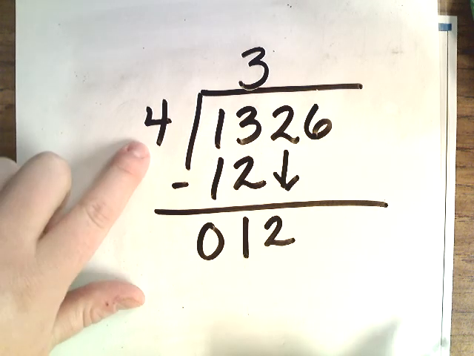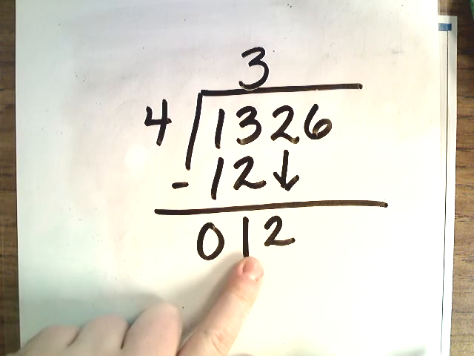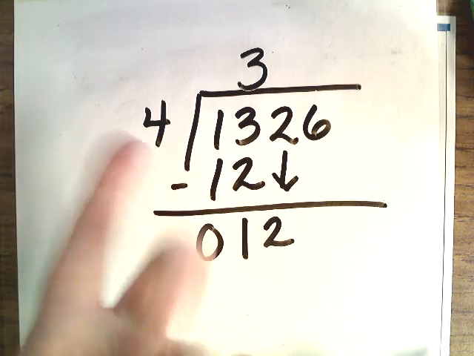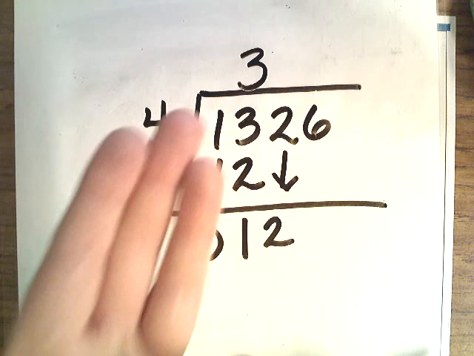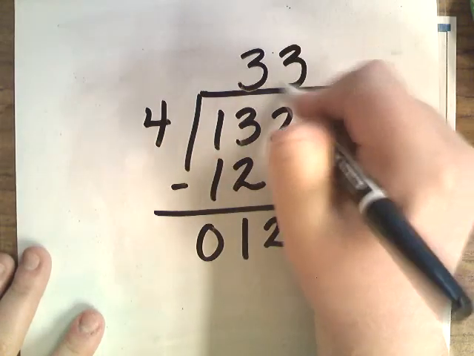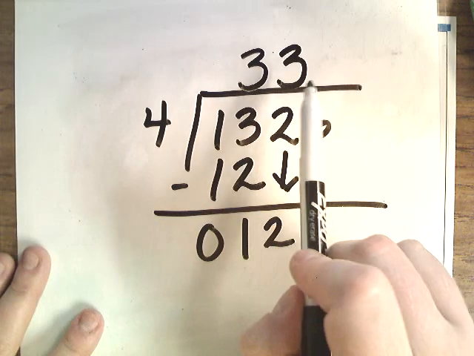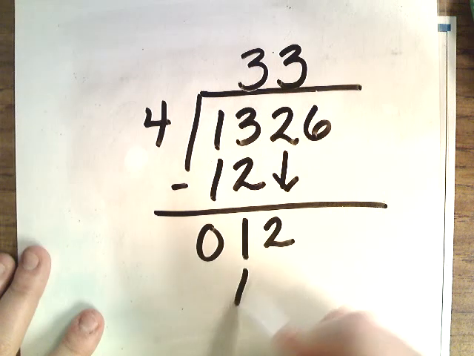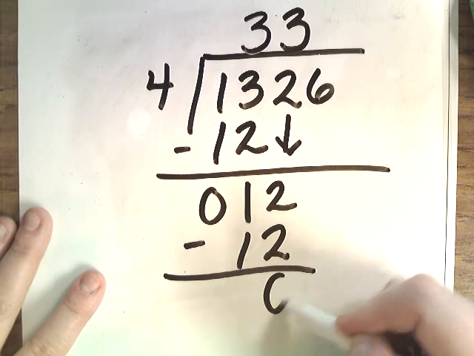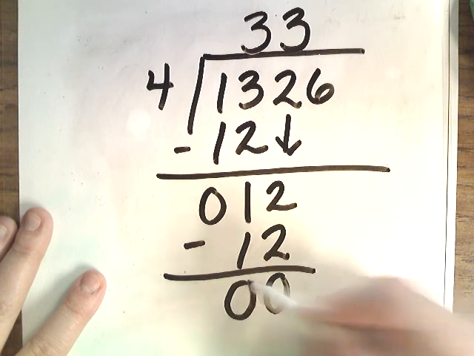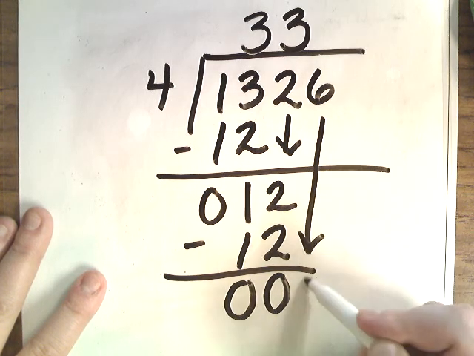Now we're looking at it and we go, okay, how many groups of 4 are there in 12? Let's count by 4s. 4, 8, 12. There's exactly 3 groups. So we're going to place our 3, and we're going to times that by 4. 3 times 4 is 12. And we subtract. 2 take away 2 is 0. 1 take away 1 is 0. Bring down our 6.